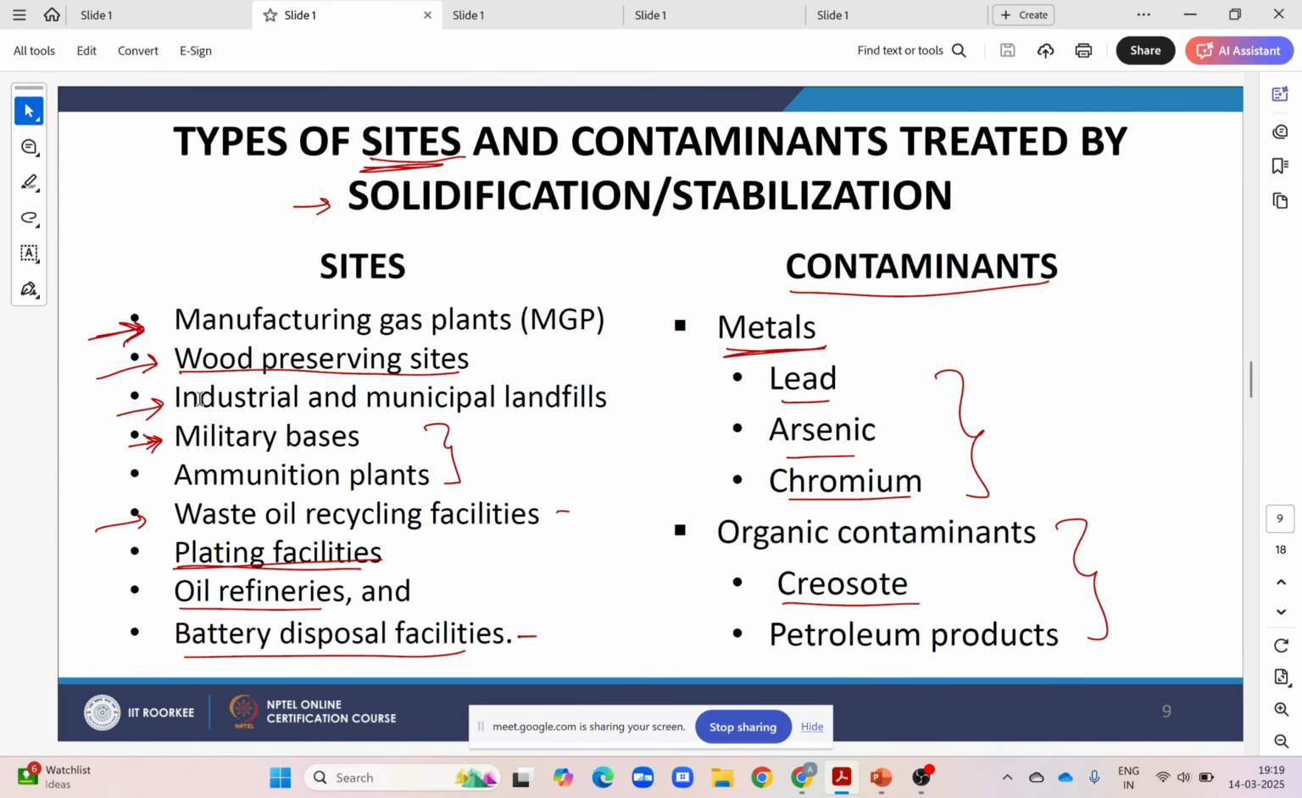Next is the type of sites and contaminants treated by solidification and stabilization. These are sites like manufactured gas plants or wood preserving sites, industrial and municipal landfills, plating facilities, and oil refineries. All of these can be treated by solidification and stabilization. The type of pollutants which can be remediated here are heavy metals like lead, arsenic and chromium, or some organic contaminants like petroleum products.